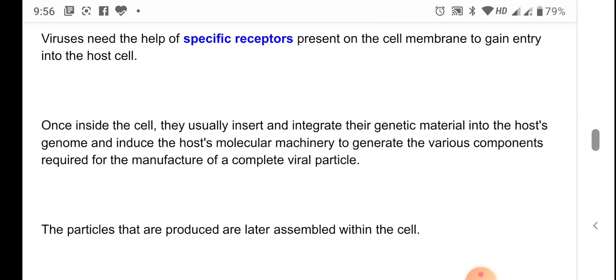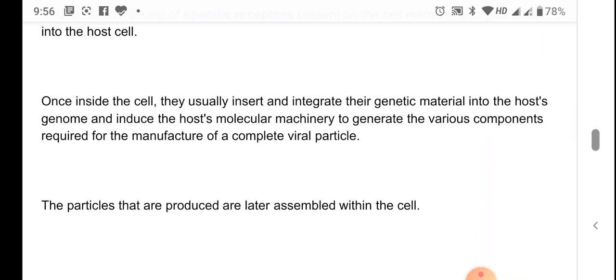And once they are inside the cell, they usually insert and integrate into the genetic material of the host. The genome of the virus gets integrated into the genome of the host cell. While the host genome is replicating, the viral genome is also getting replicated. They also use the molecular machinery of the host to generate various components required for the generation of viral particles.